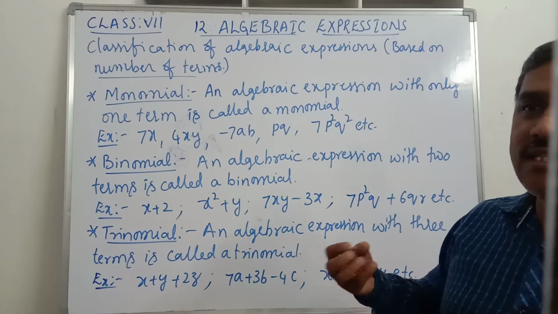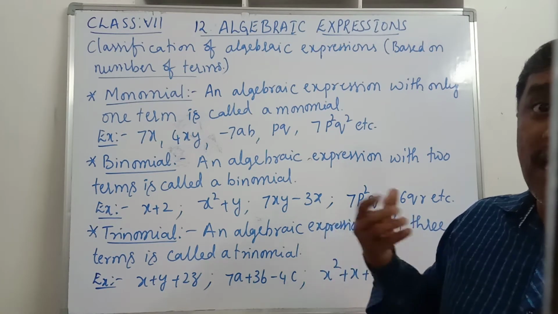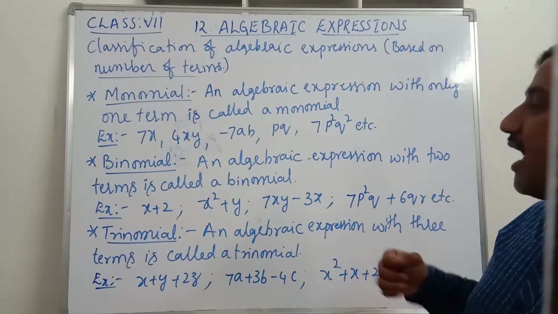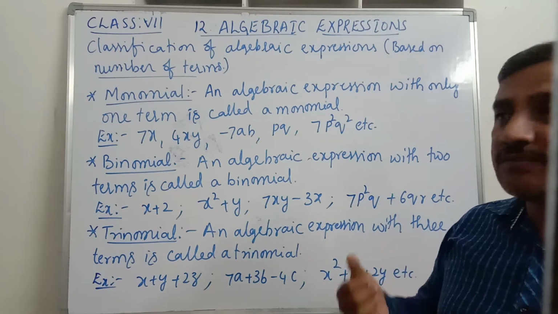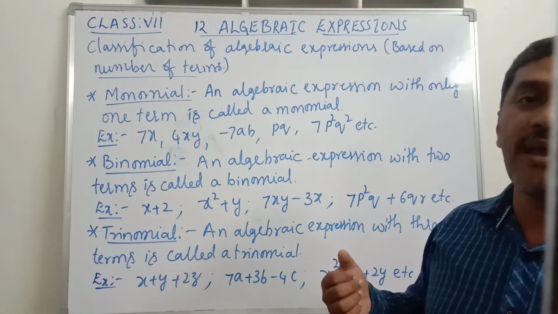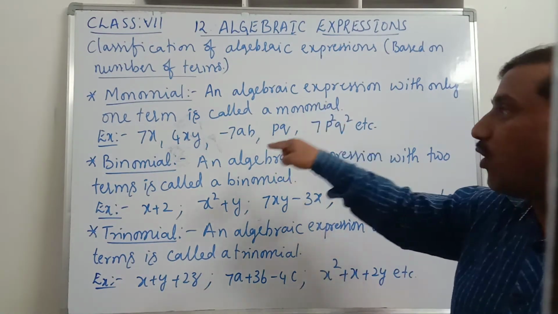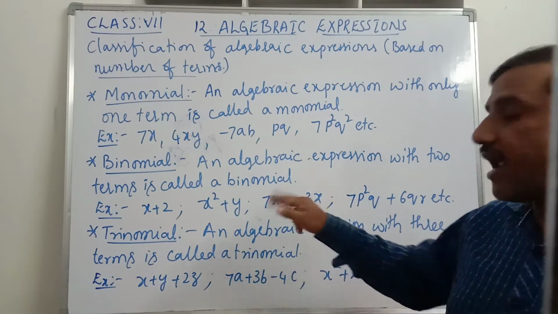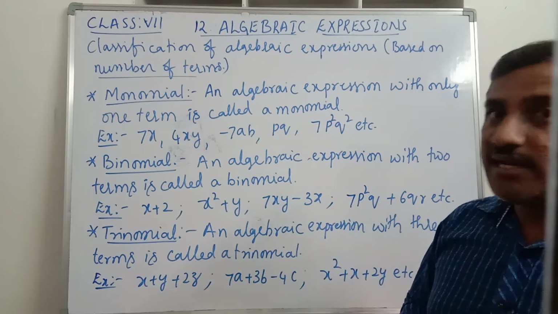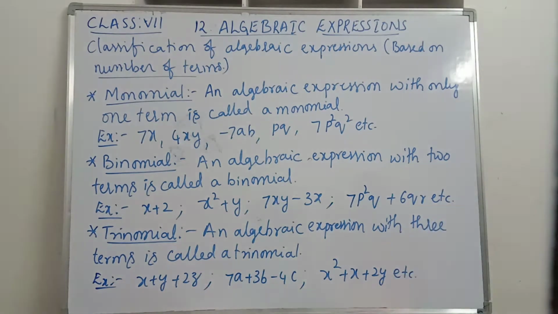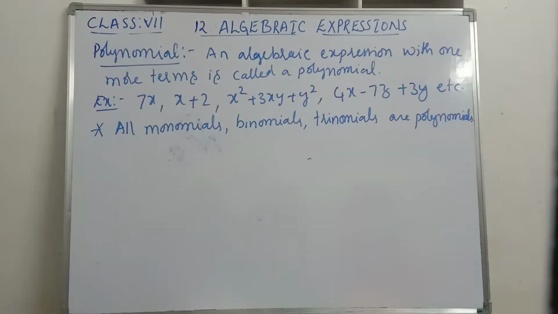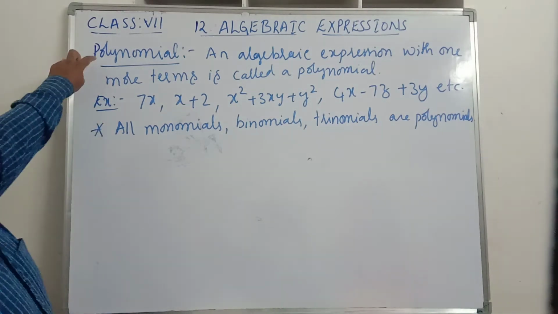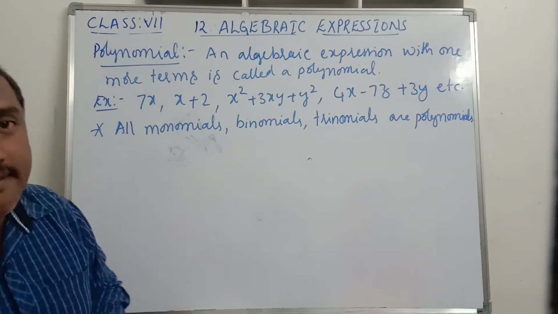The other one is the polynomial. Poly means many, one or more than one term. An algebraic expression having one or more than one term is known as a polynomial. It means that all monomials are polynomials, all binomials are polynomials, and all trinomials are polynomials. Is it clear, children? Yes.